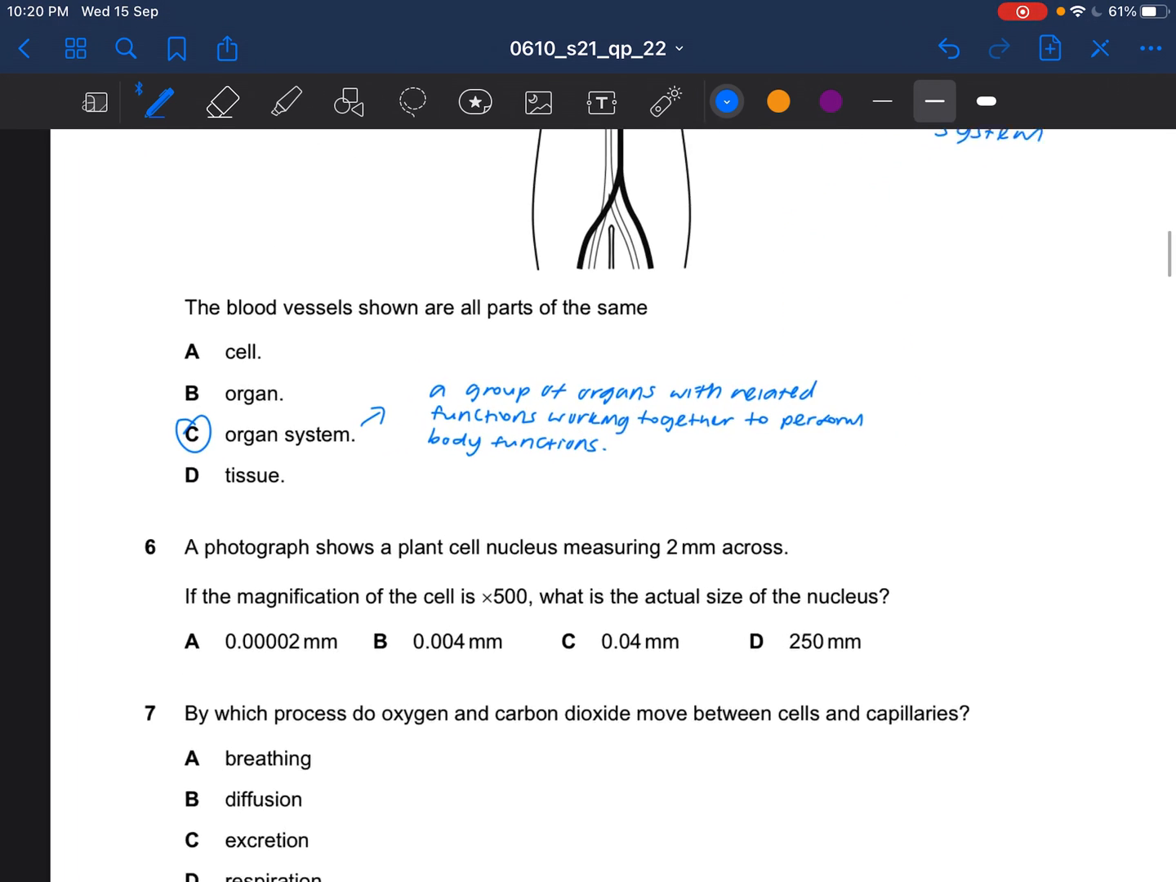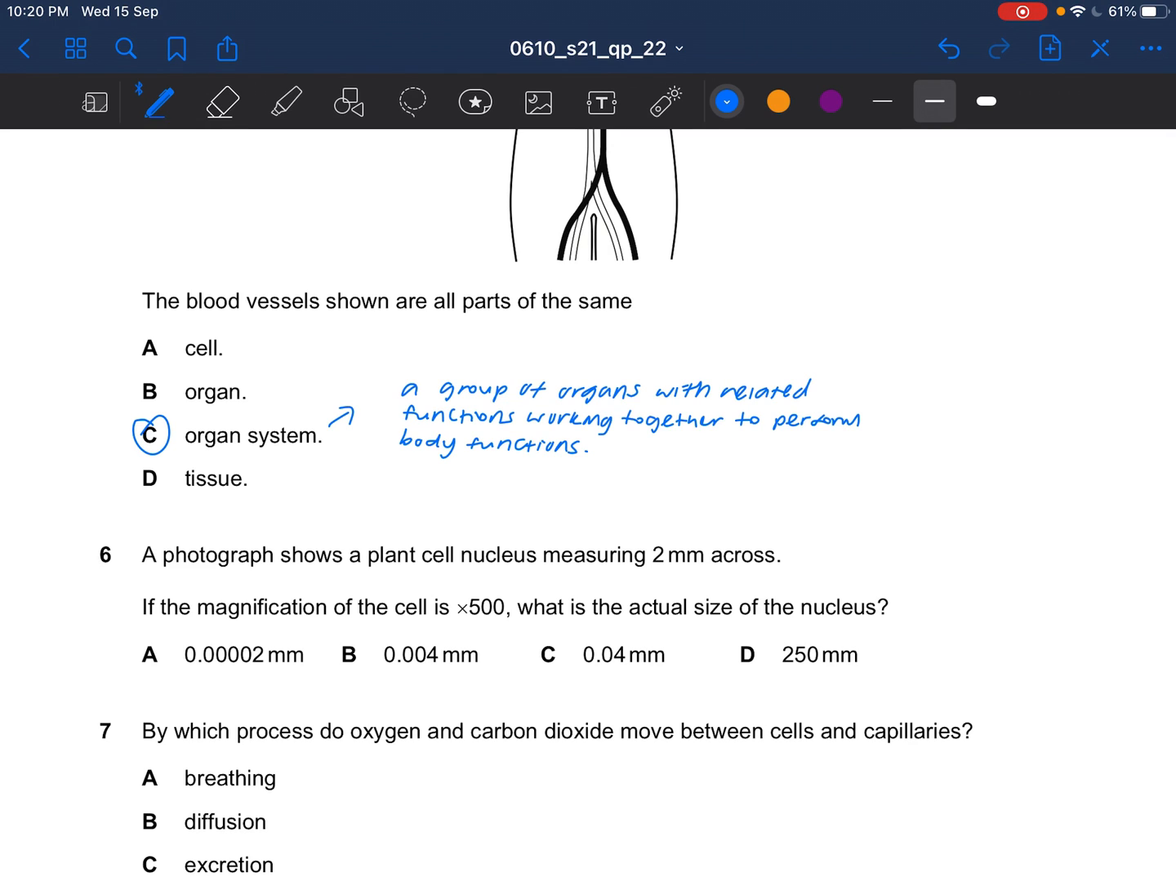Next question, this photograph shows a plant cell nucleus measuring 2 mm across. If the magnification of the cell is 500, what is the actual size of the nucleus? The formula for this is magnification equals image size over actual size. So the magnification is 500, image size is 2 mm, so the actual size would be 0.004 mm. So the answer is B.